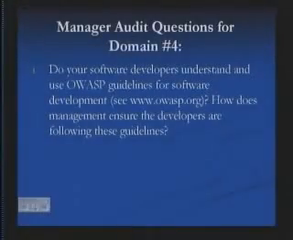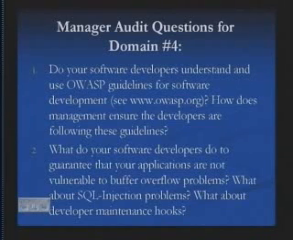So the first one is, do your software developers understand and use the OWASP guidelines for software development? Again, if you need to get smarter about what those are, go out to the OWASP.org website. And how does management ensure that the developers are following these guidelines? Okay. Question number 2. What do your software developers do to guarantee that your applications are not vulnerable to buffer overflow problems or SQL injection problems, or that your developers are not using maintenance hooks, which they shouldn't be?